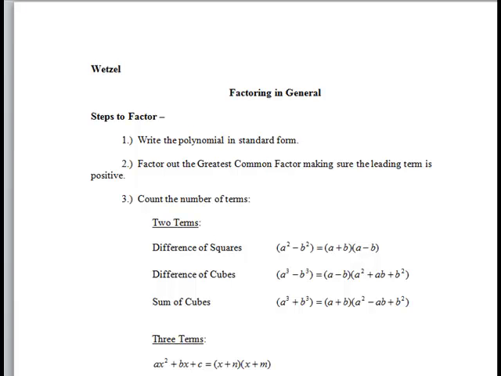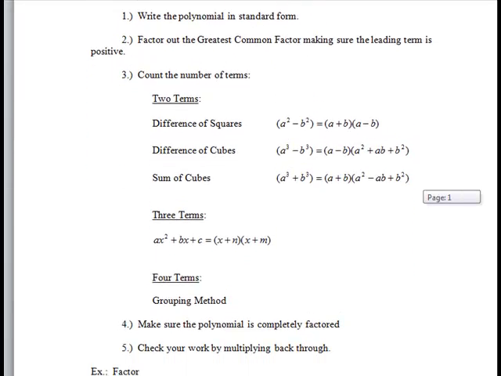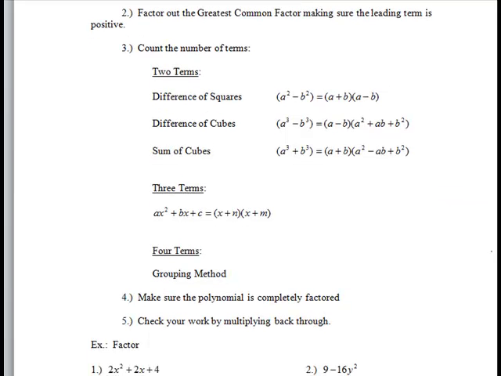We've now discussed all of the factoring steps. So to summarize, we begin by writing a polynomial in standard form. Then we factor out any greatest common factors that we have, making sure the leading term is positive. Finally, count the number of terms. You're either going to have 2 terms, 3 terms, or 4 terms.